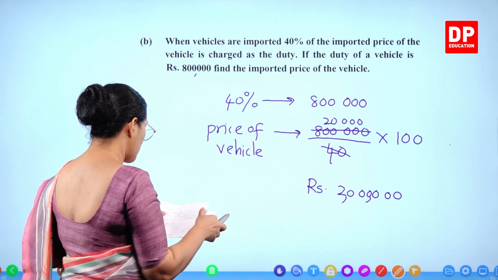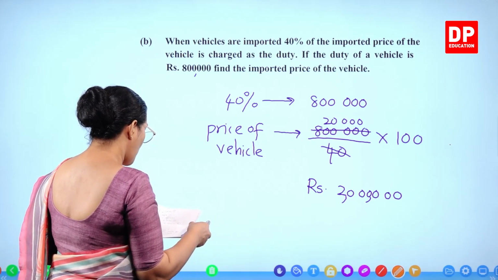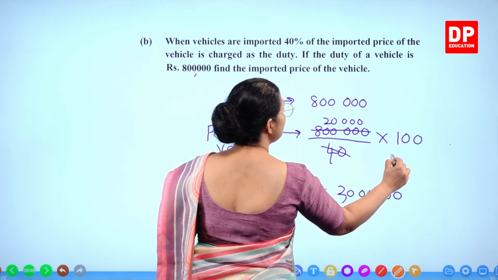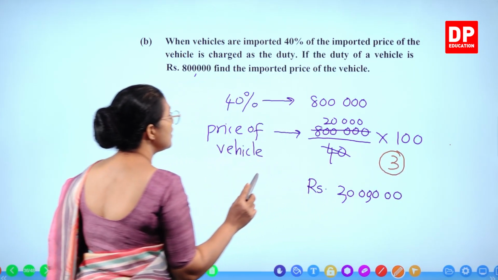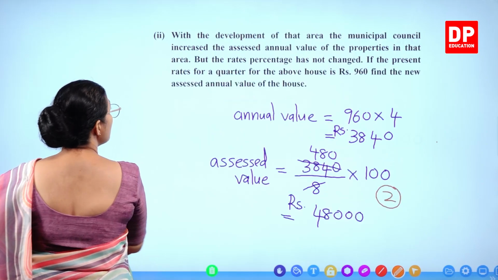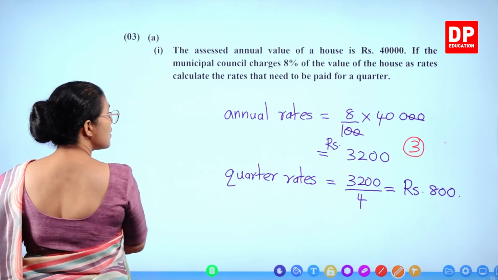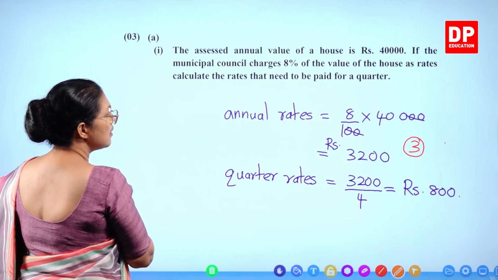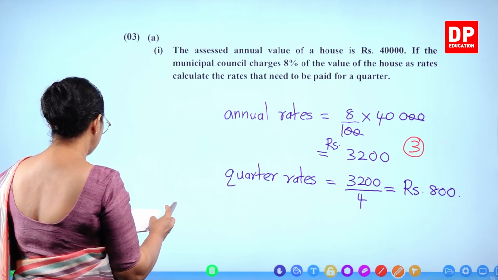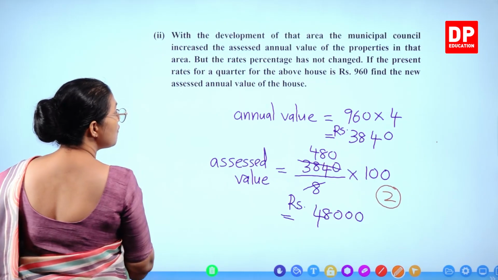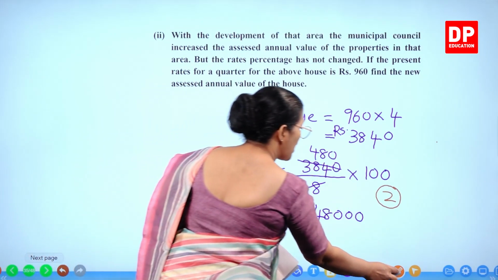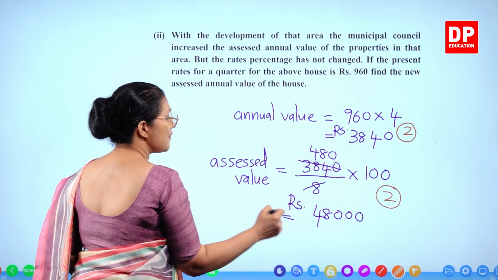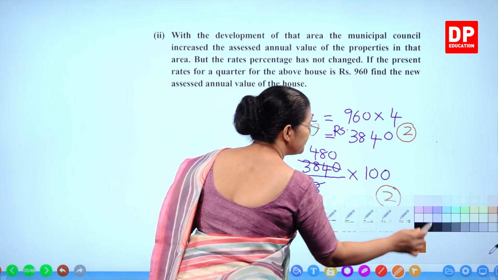So how many marks for this one? That's 3 marks. So we give altogether 5 plus 3, 8 marks given. And here we have to give another 2 marks. This one 2 marks. So altogether 10 marks.